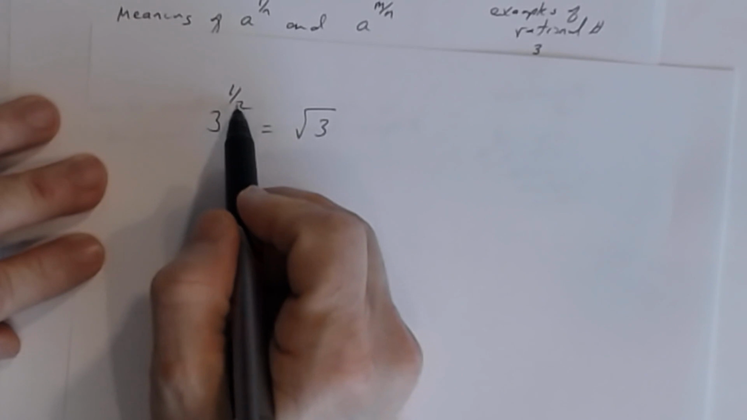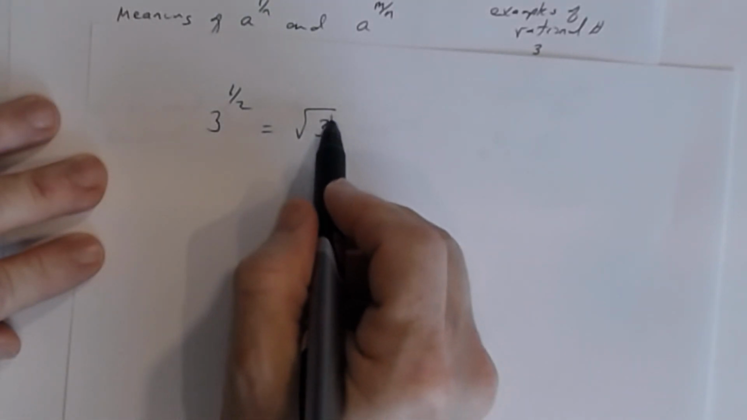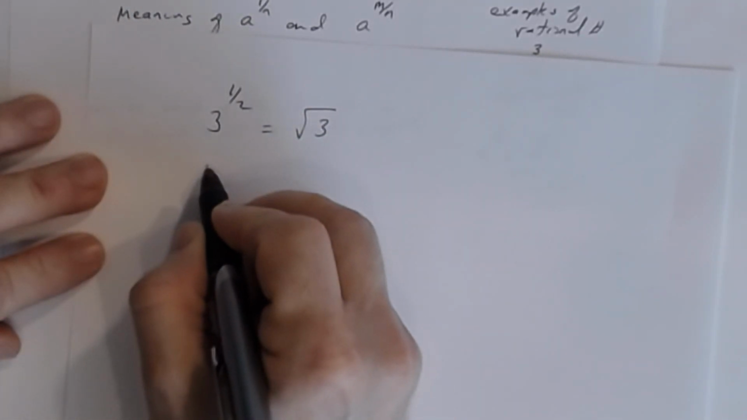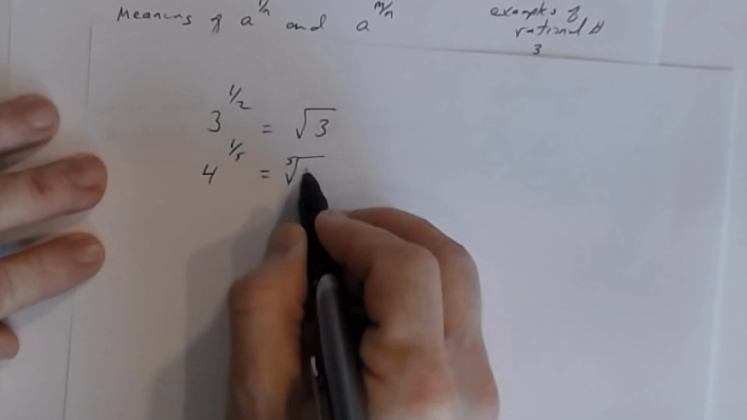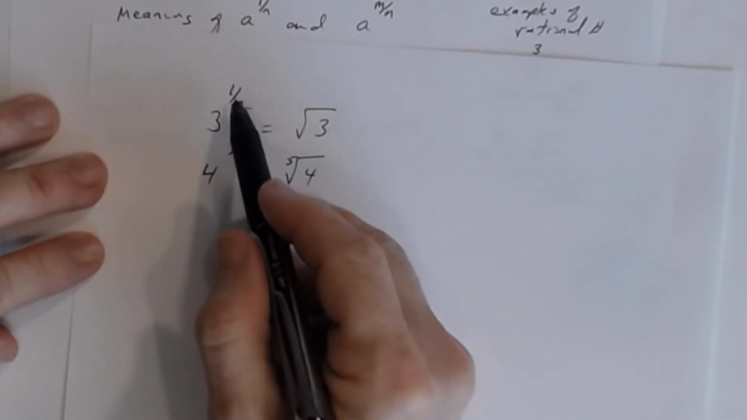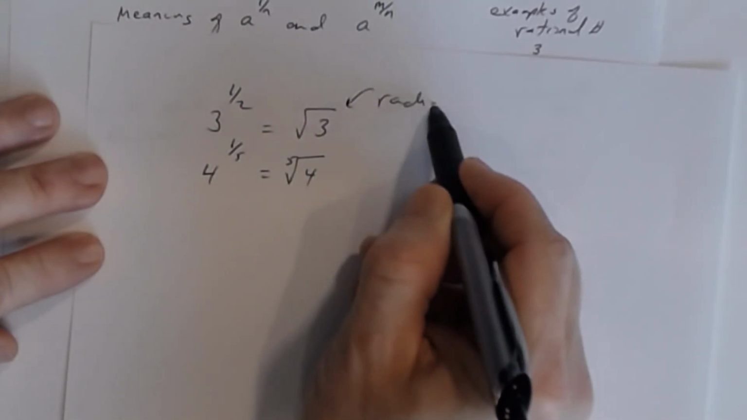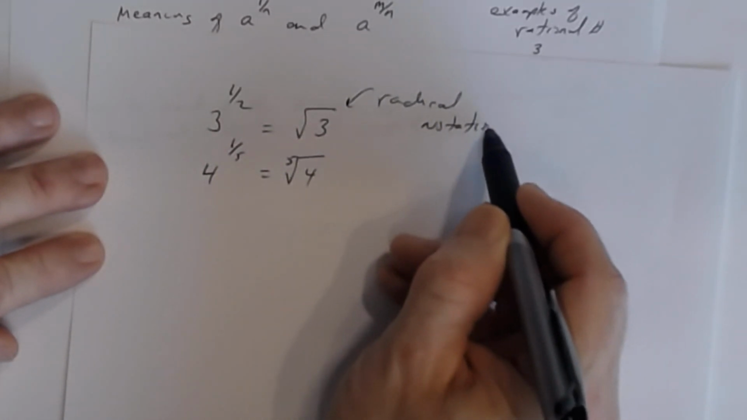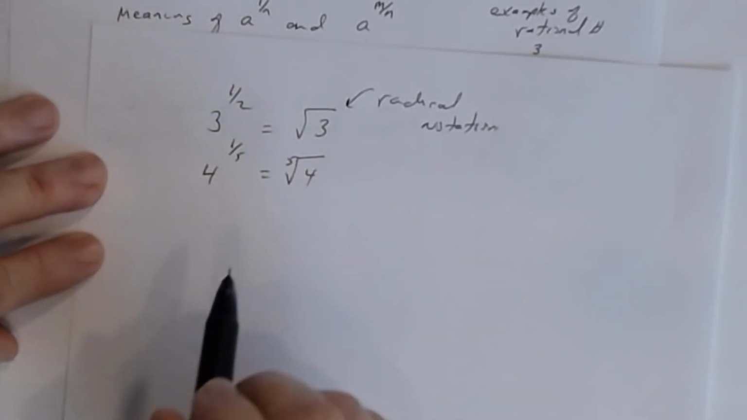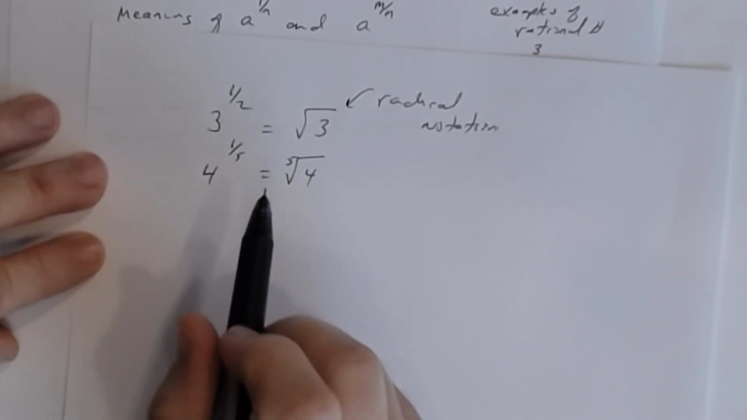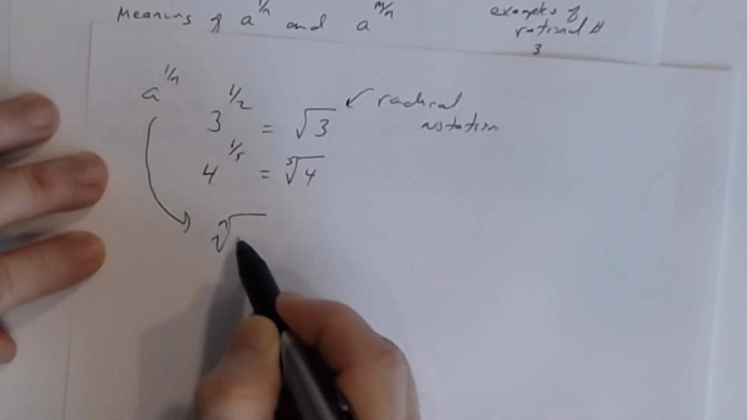The denominator is your index, and the numerator that you see here, the 1, is your exponent, so 3 to the 1st. 4 raised to the 1/5 is the 5th root of 4. That's what that means. This is written as a rational exponent. This is written as a radical. So this is radical notation. Notice the denominator is your index. The numerator is that exponent, 4 to the 1st power. So a to the 1 divided by n means the nth root of a.